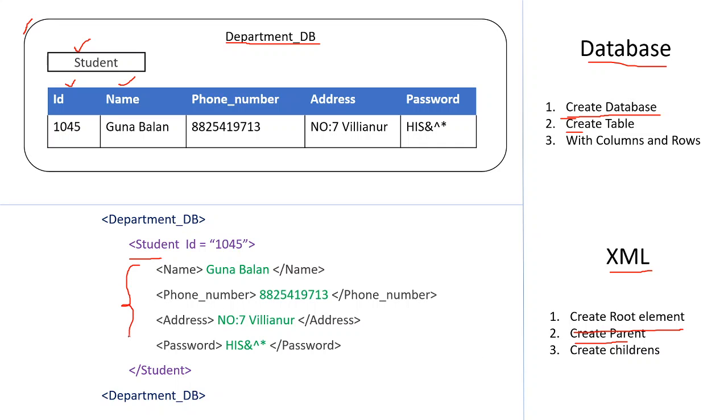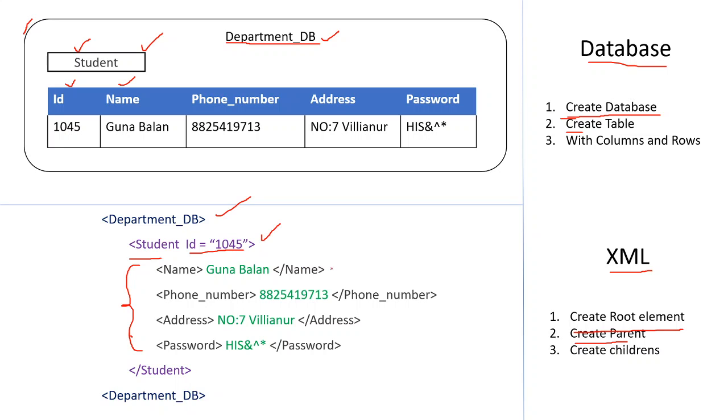So in a database we mention those as columns and rows, whereas in XML we mention them as children. Here you can see the database is department DB, and the root element is department DB. Here the table name is student, and the parent name is student. This attribute, you don't have to be confused by it, it's like one of those columns that we use in a database.